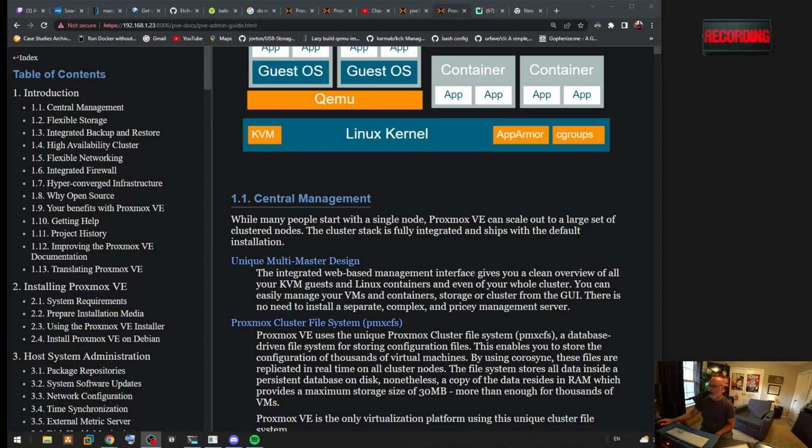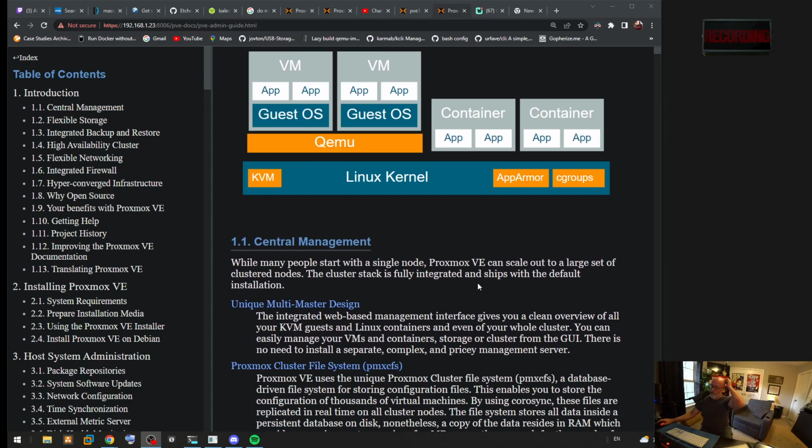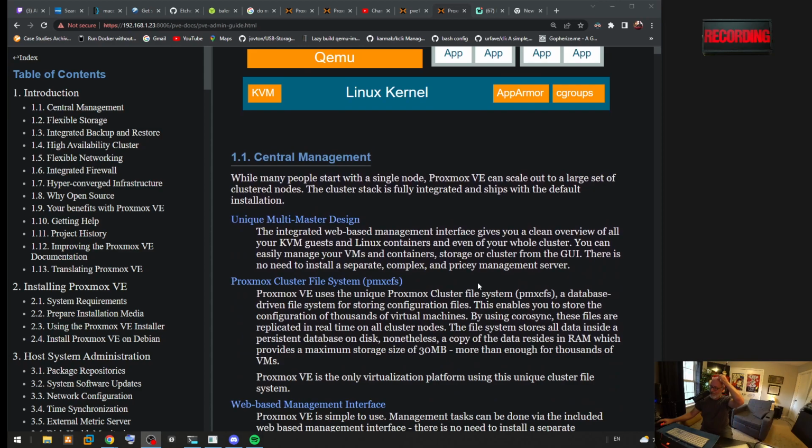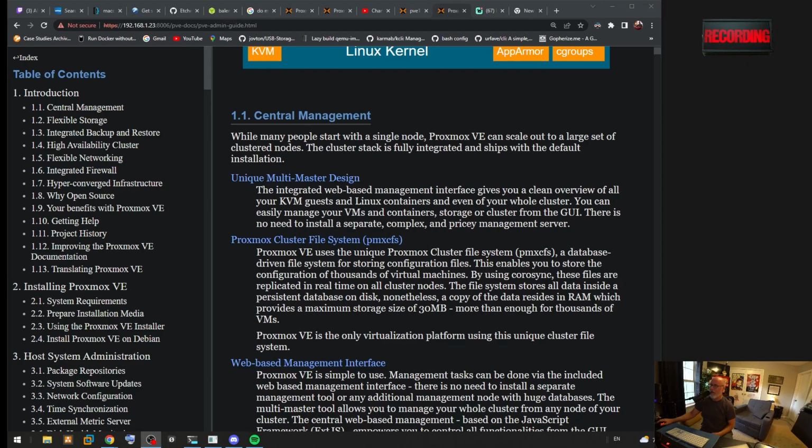The integrated web-based management interface gives you a clean overview of all your KVM guests and Linux containers, and even of your whole cluster. You can easily manage your VMs and containers, storage, or cluster from the GUI. There is no need to install a separate, complex and pricey management server. This is the first time that I have learned that Proxmox does containers. Now, it's using LXC, so it's a different type of container. I don't know if it needs a container engine on top of it or if it is already just a container engine, but we'll see.